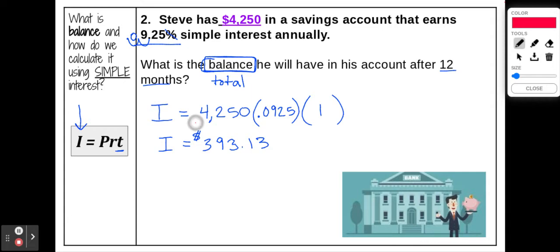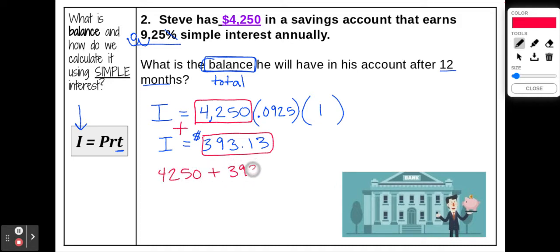Remember, he put this amount of money, $4,250, into the bank account, and the interest that he earns is this extra money right here. We're going to have to add these two together. Okay, so we have $4,250 plus the extra interest that he earned. Be sure that you're typing 393.13 in the calculator. So you have to clear your calculator, add those two together.